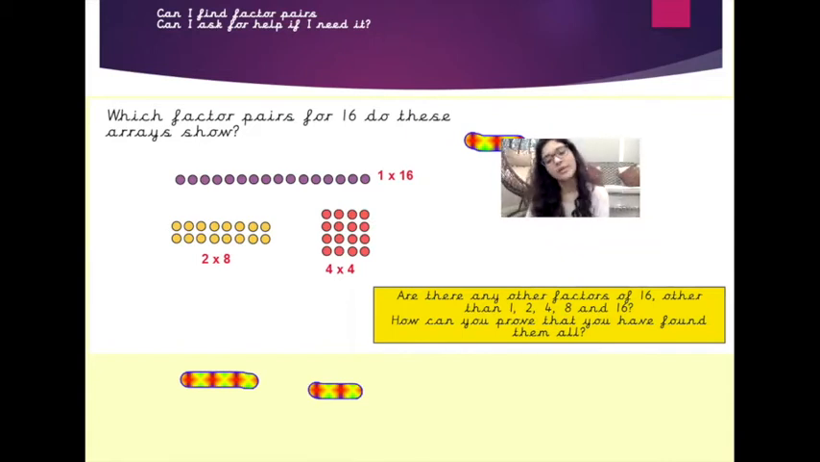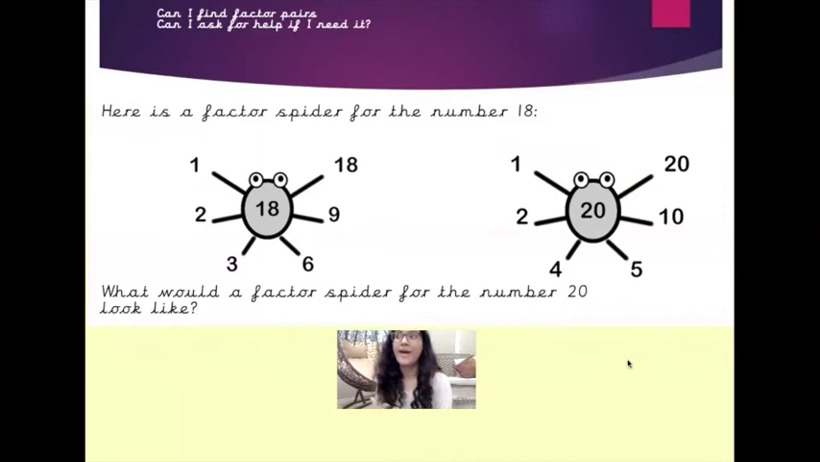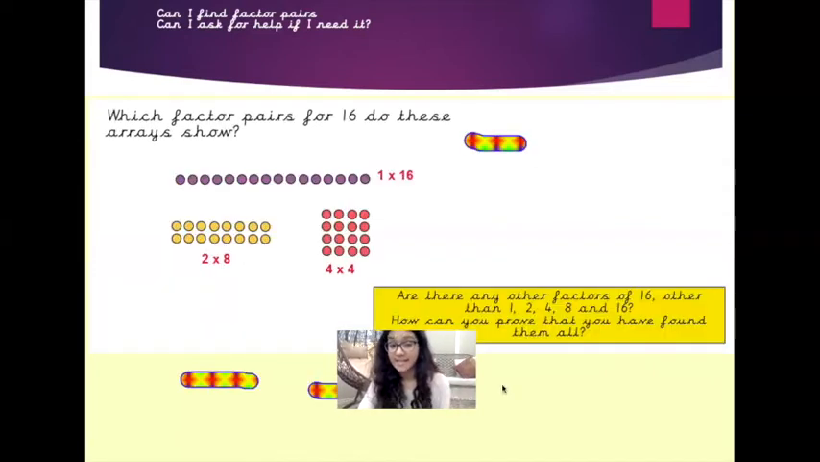Now I wonder if you can identify if there are any other factors of 16. So any other numbers that go into 16 except for 1, 2, 4, 8, and 16. How can you prove that you have found all the possible factors? Now, just to remind you, a factor is a number that goes into another number. So for the number 16, 1 goes into 16, 2 goes into 16, 8 goes into 16. So the challenge is to see if you can find any more numbers that go into 16.